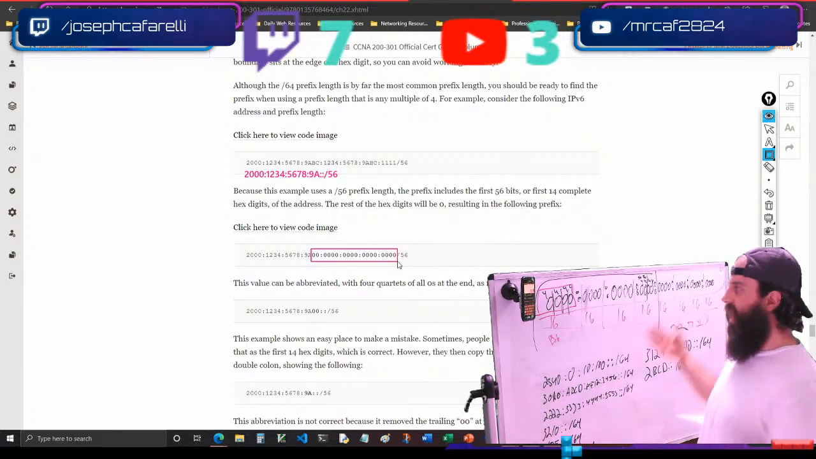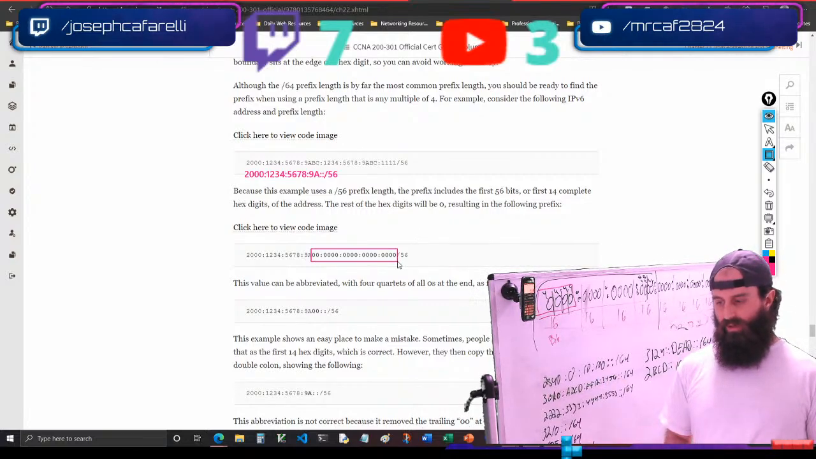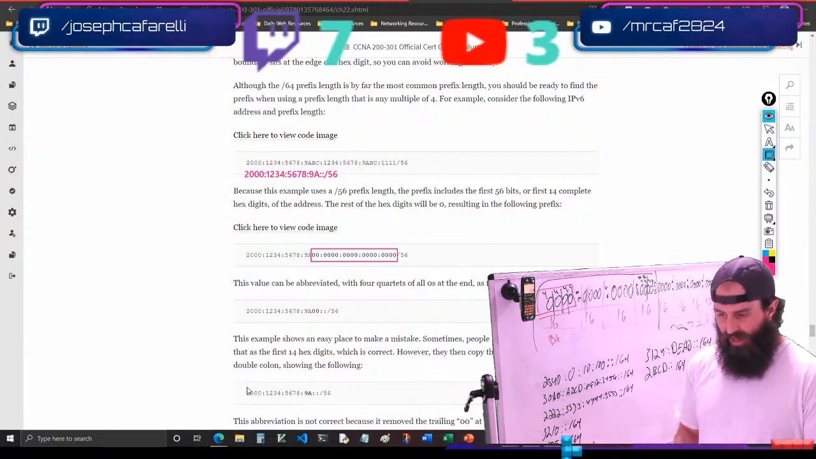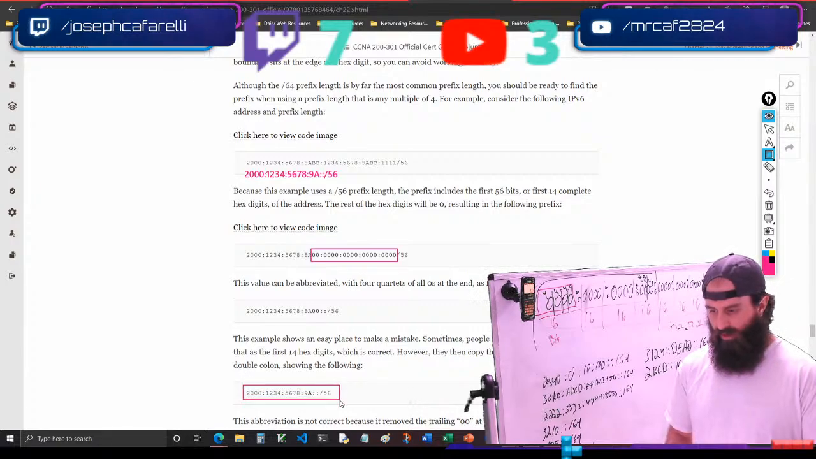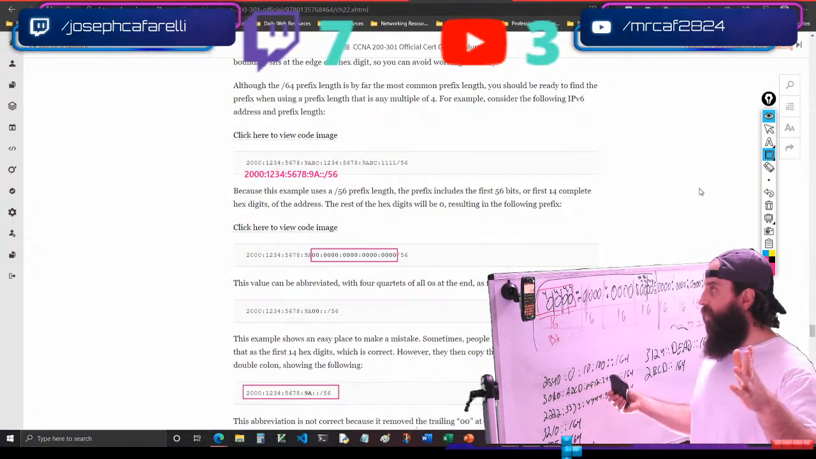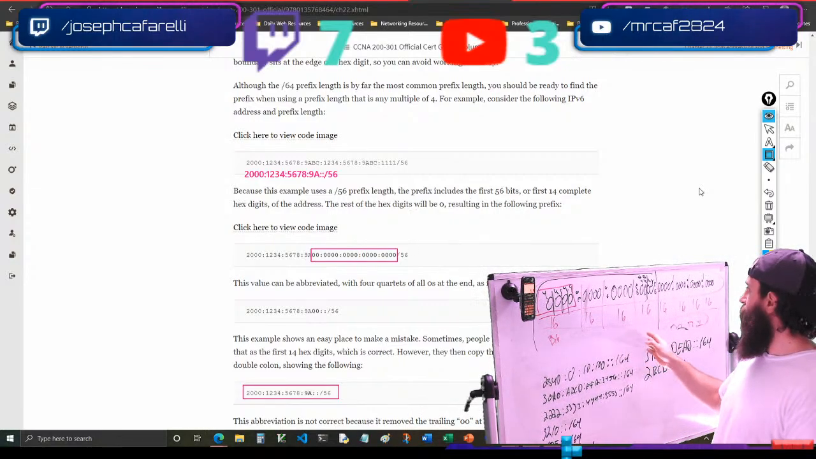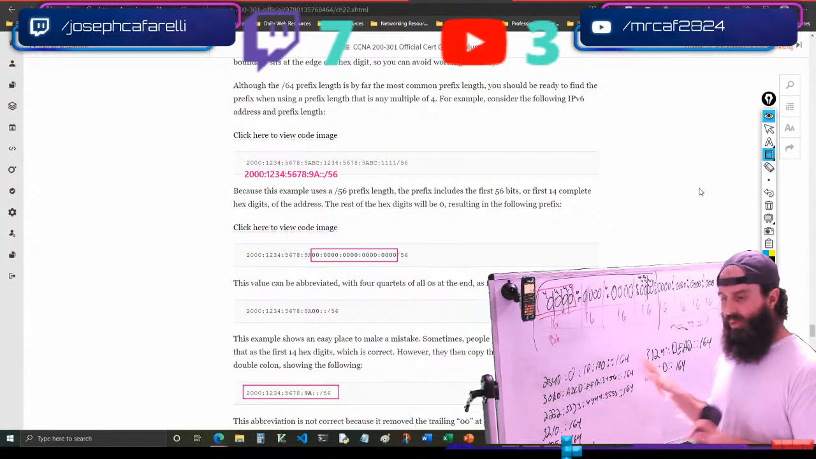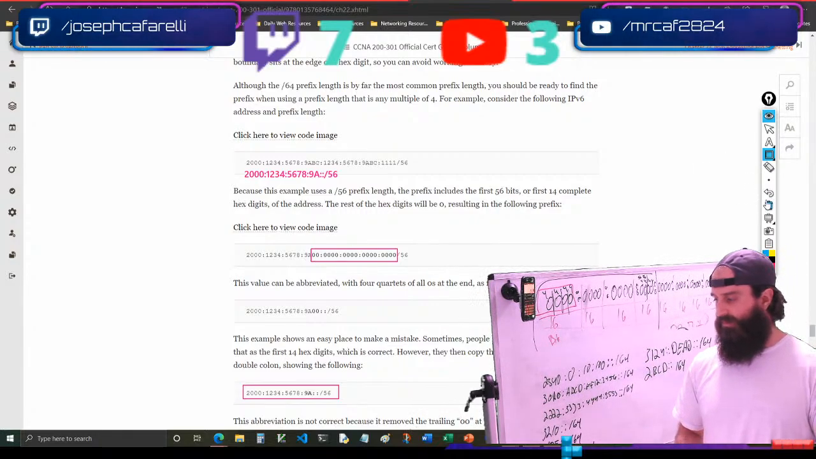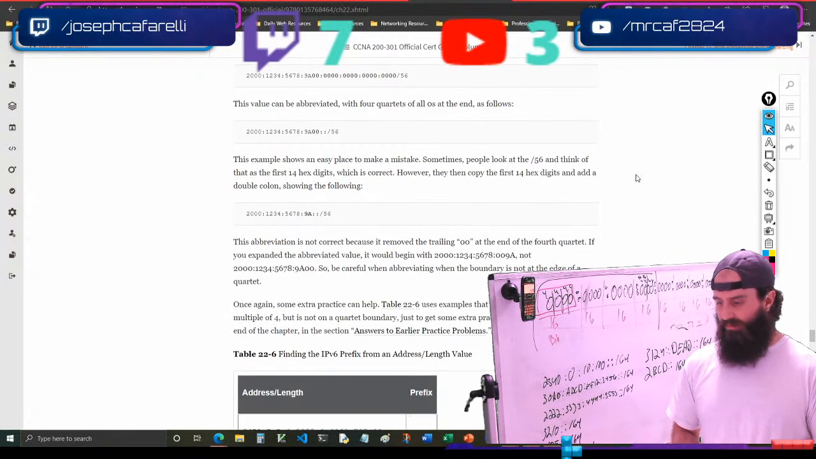Everything after that picks up the binary 0. Okay, and then obviously these turn into 0, 0, and then at the end, just like our address right there, we end it with the ::/56. Okay, all right, pretty good. I hope everybody so far is understanding how we're getting that. All right, it's pretty easy.